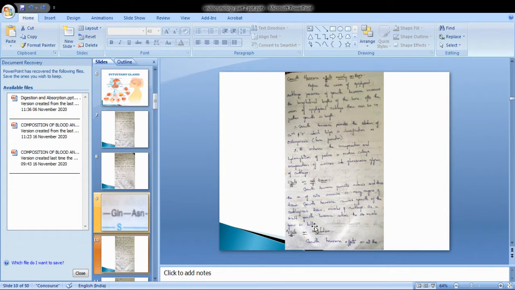Growth hormone enhances milk production in lactating animals. This is called the prolactin effect.